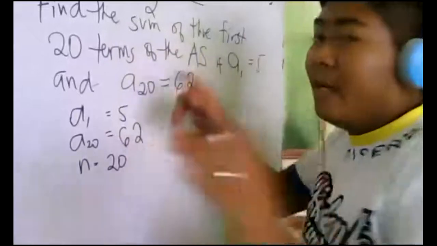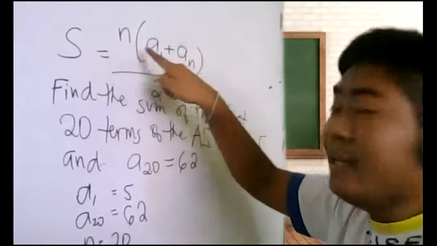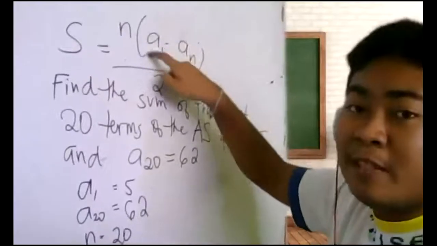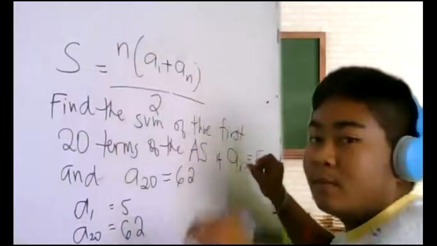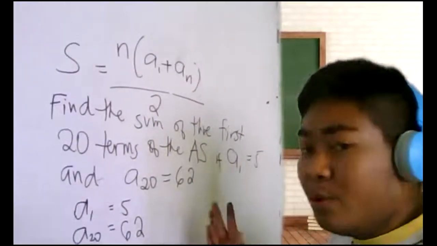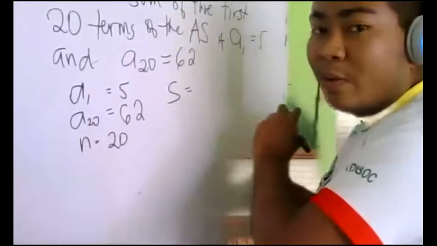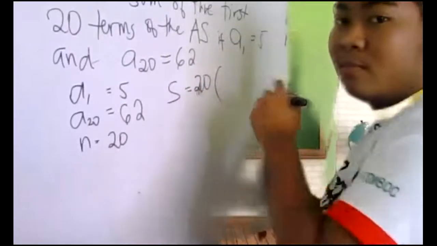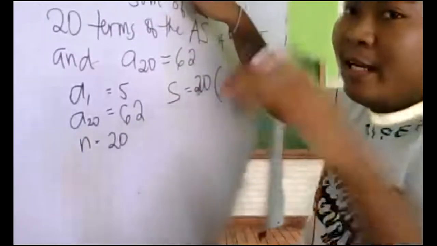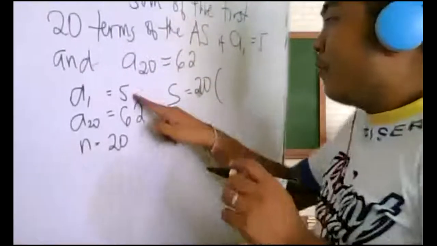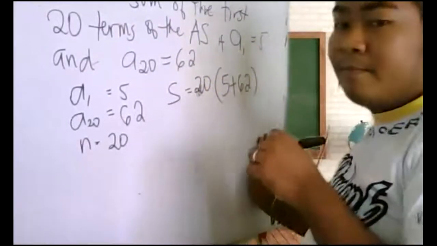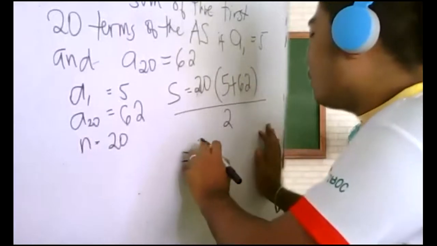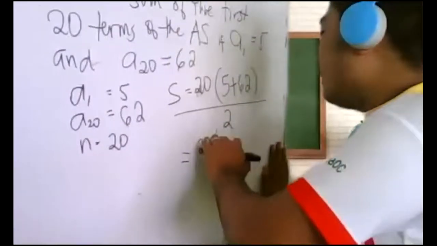Okay. So, using the formula, S is equal to N times A1 plus AN, ang AN natin will be the last term. Ang A1 natin will be the first term. Okay? This is plus pala. Ayan. So, let's try to do it. S is equal to 20 times A1 plus AN, kaya magiging 5 plus 62, divided by 2. So, 20 times 5 plus 62 muna. So, 5 plus 62 becomes 67.